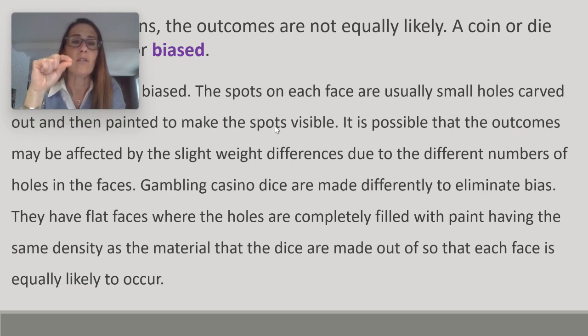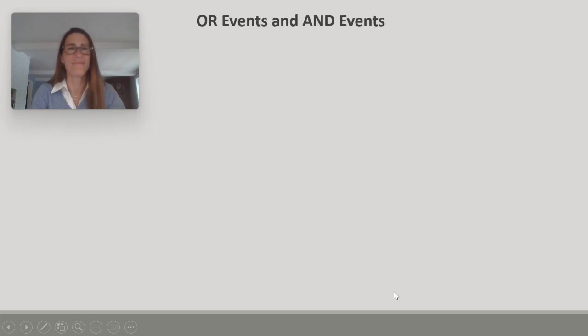And gambling casino dice are made differently to eliminate that bias. Your standard die you might have at home might be a little bit biased. The ones they make for casinos are made to eliminate that bias. They have flat faces where the holes are completely filled with paint that has the same density as the material that the dice are made out of. So each face is equally likely to occur. Otherwise, it wouldn't be fair.